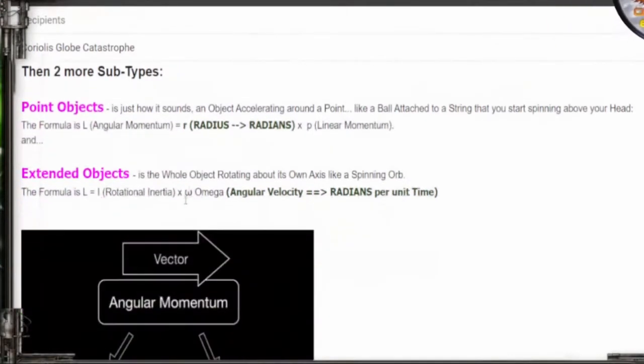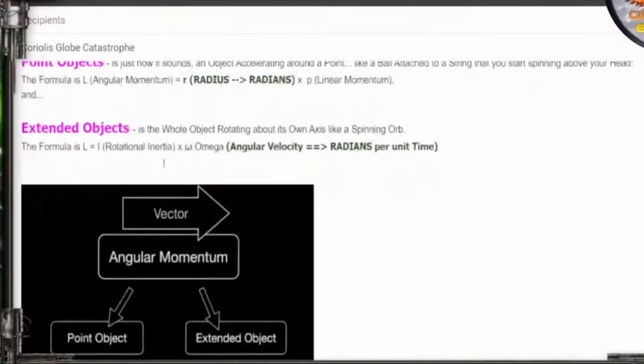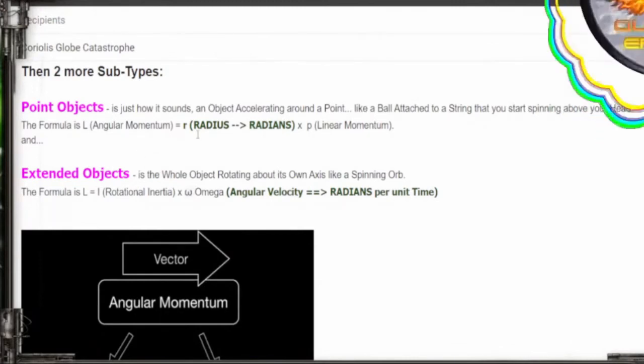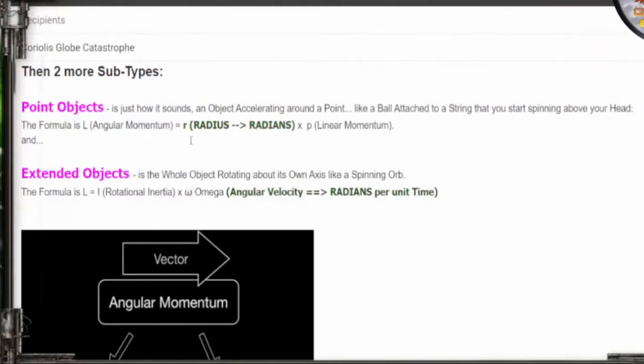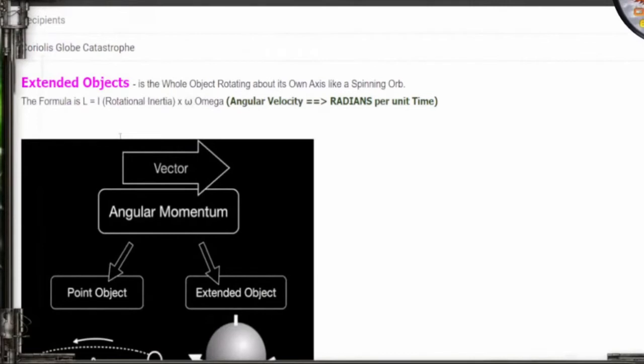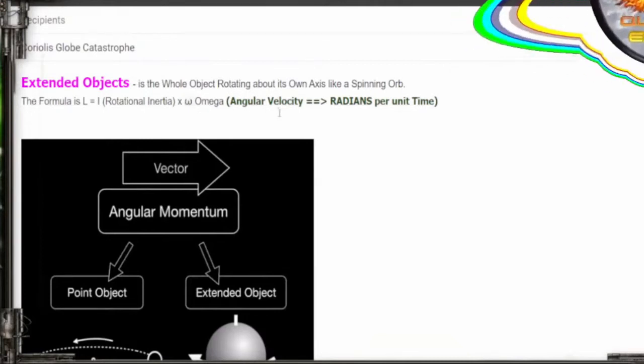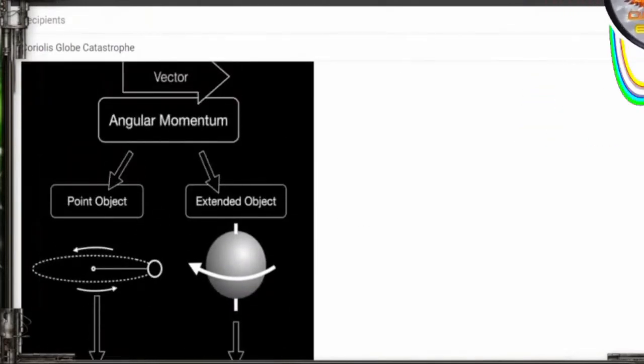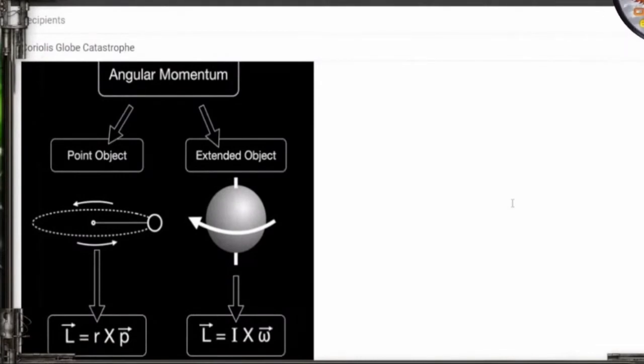So then there's 2 more subtypes below those 2. They're totally lost then. So we got point objects. That's just how it sounds. An object accelerating around a point, like a ball attached to a string that you start spinning above your head. The formula: L, angular momentum, equals R, radius, times P, linear momentum. And then extended objects, and there's going to be a little picture down here for your viewing pleasure, is the whole object rotating about its own axis like a spinning orb. The formula is L equals I, rotational inertia, times omega, that's angular velocity, radians per unit time. So, here we go. Angular momentum, point object, and extended object. There they are, right there for you.